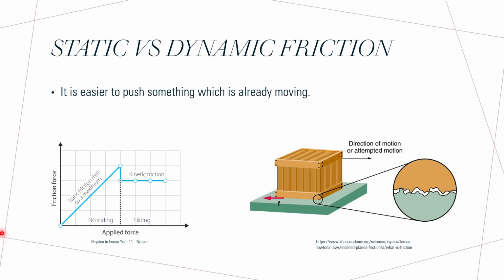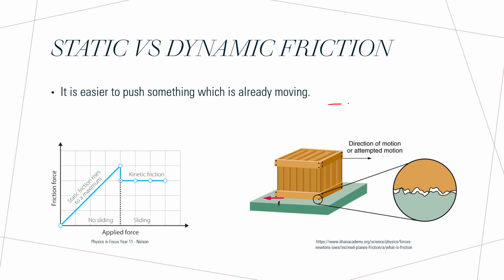So when comparing static and dynamic friction, something that's really important to always keep in mind is that it's easier to push something which is already moving. And the reason for that is that the maximum static friction that an object can have is actually higher than the kinetic friction of an object. And to explain this, we can reflect on the concepts that are introduced in Newton's third law.